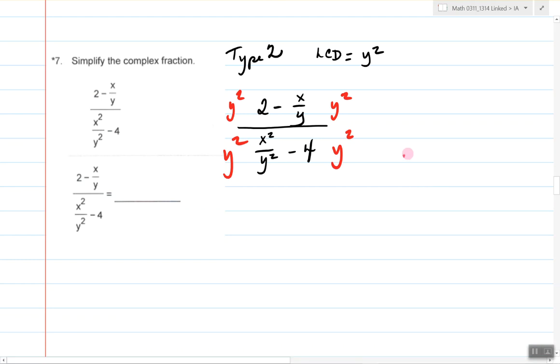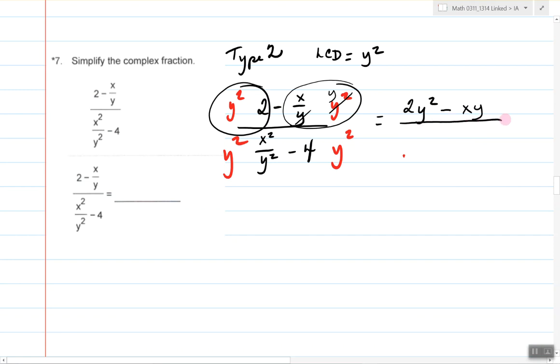Okay, got a little problem. Let me resolve it. Problem resolved. I have this product, which is 2y squared. Nothing divides out. But in this product, this y divides out with one of those y's, leaving me with an xy term over here. The y squareds divide out, and I have x squared minus, I can just multiply for y squared because there was nothing to divide out.